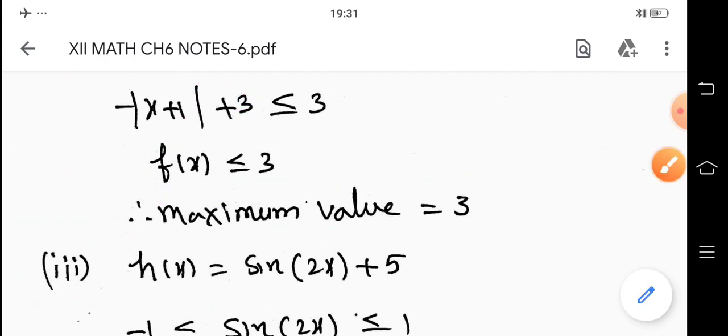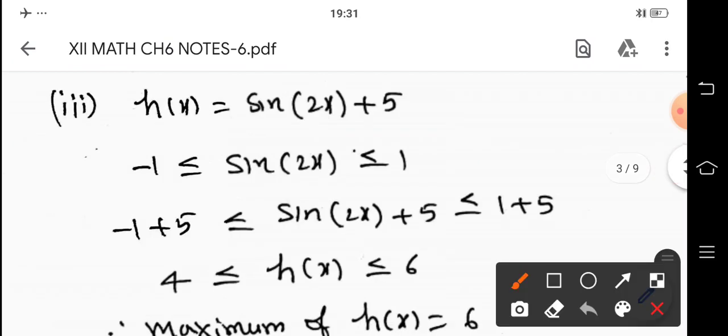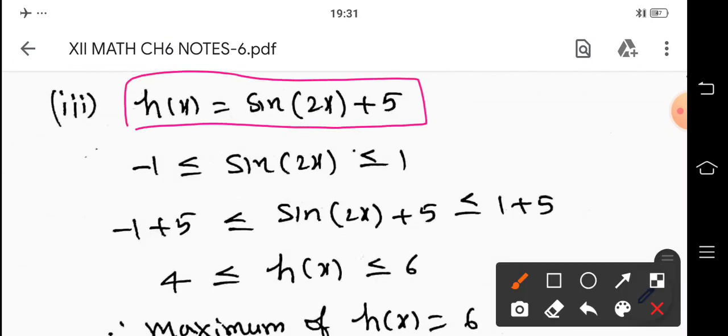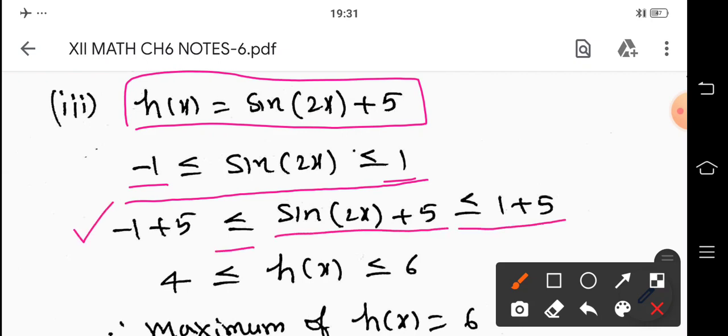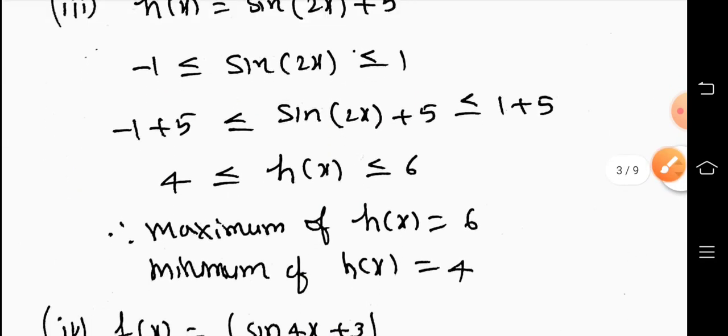Next, third question, which is h of x is equal to sine 2x plus 5. We know very well the sine function always lies between minus 1 and 1. Minus 1 less than or equal to sine 2x less than or equal to 1. Adding 5 throughout the equation, minus 1 plus 5 is less than or equal to sine 2x plus 5, which is less than or equal to 1 plus 5. That means 4 is less than or equal to h of x, which is less than or equal to 6. That means 4 is the minimum value, 6 is the maximum value. Hence we found for h of x the minimum and the maximum.